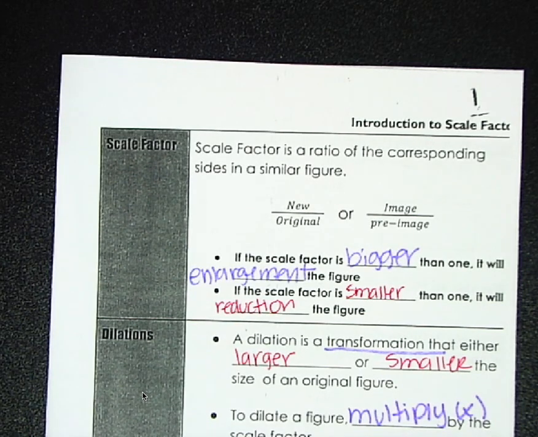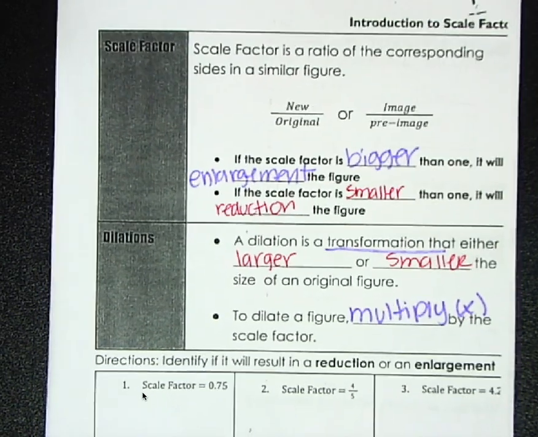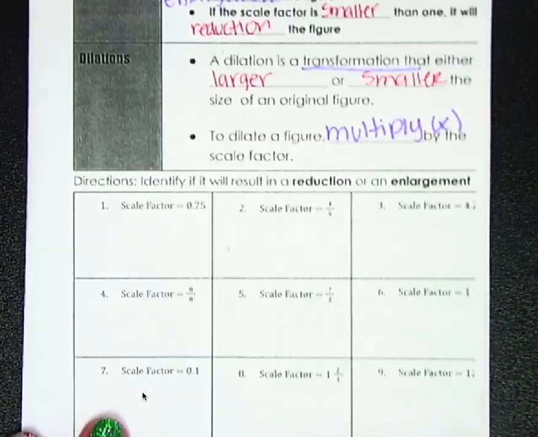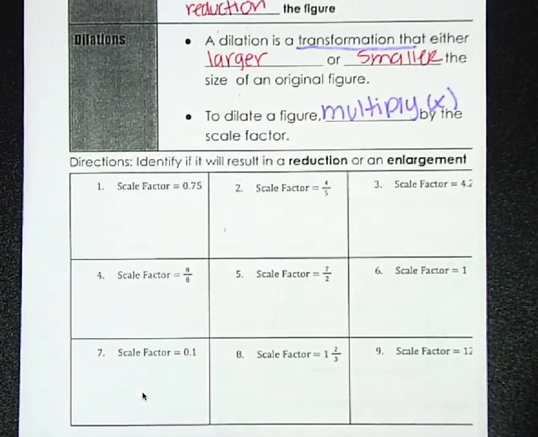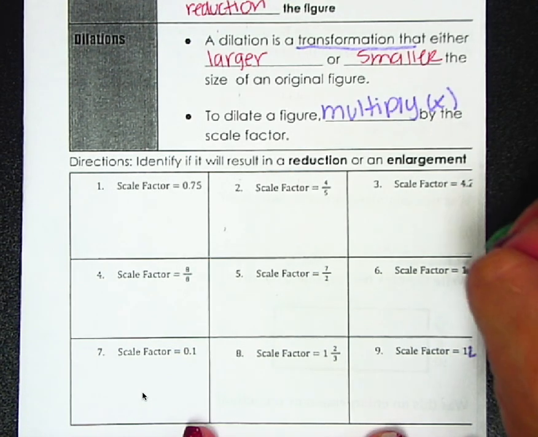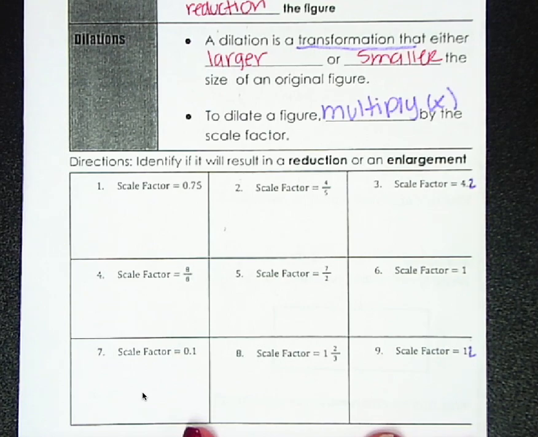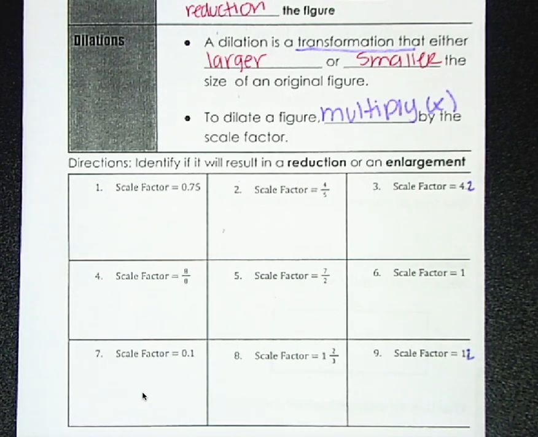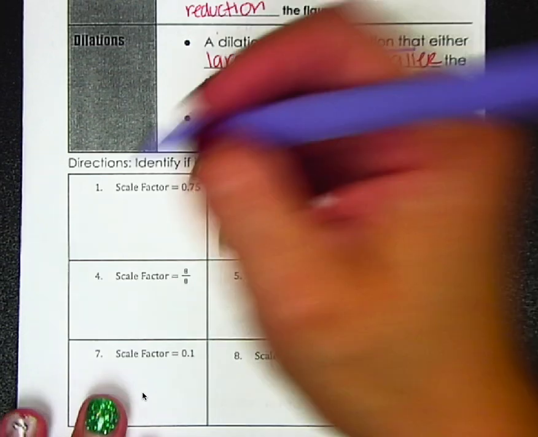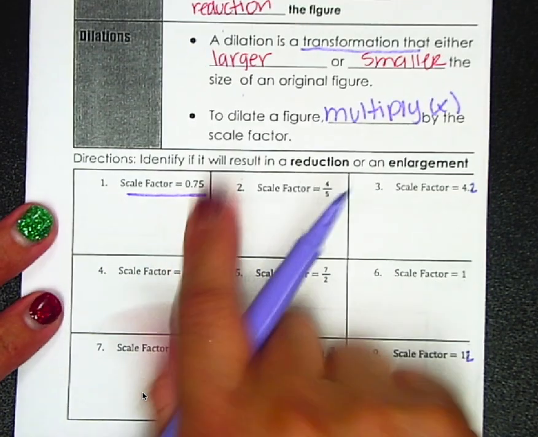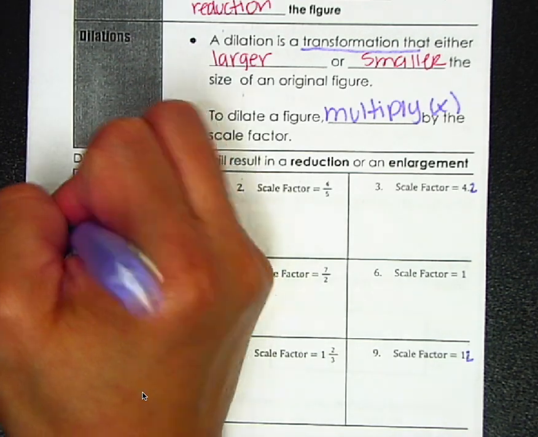Okay, for this first part, what you're going to do is write either reduction or enlargement on each picture. Some of these didn't print well, so I'm going to tell you this is the number 12, this is just the 1, and then 4.2, just in case you can't see it well. Okay, so I'm going to talk about this real quick. If your scale factor is smaller than 1, it's going to be a reduction.